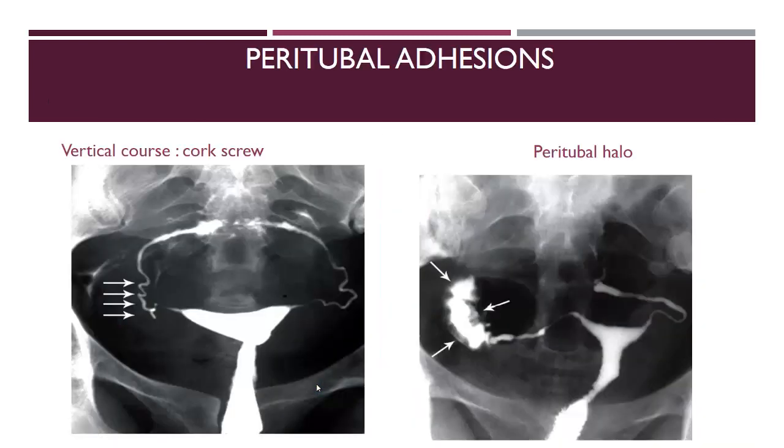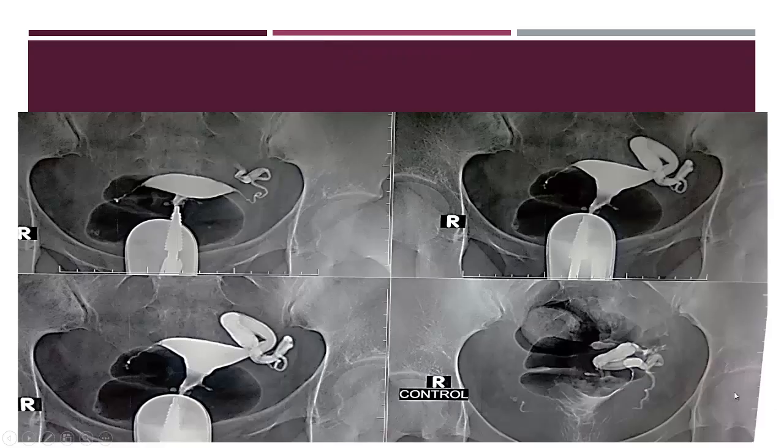Tuberculous salpingitis. This is the typical vertical course of the fallopian tubes, and here is the peritubal halo. There's edema in the fallopian tube. There are unhealthy fallopian tubes. This is the typical appearance of peritubal adhesions.